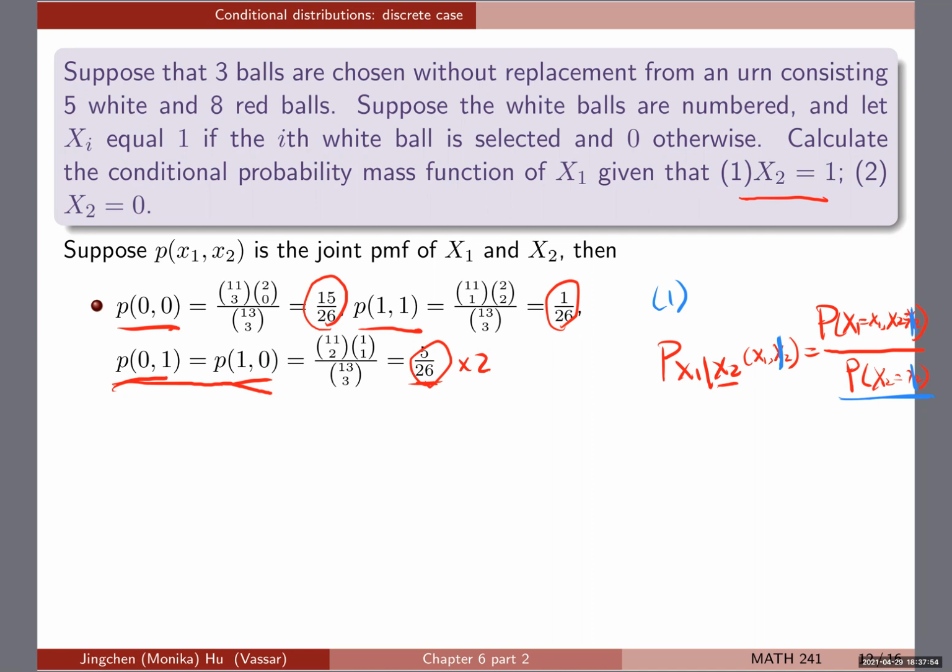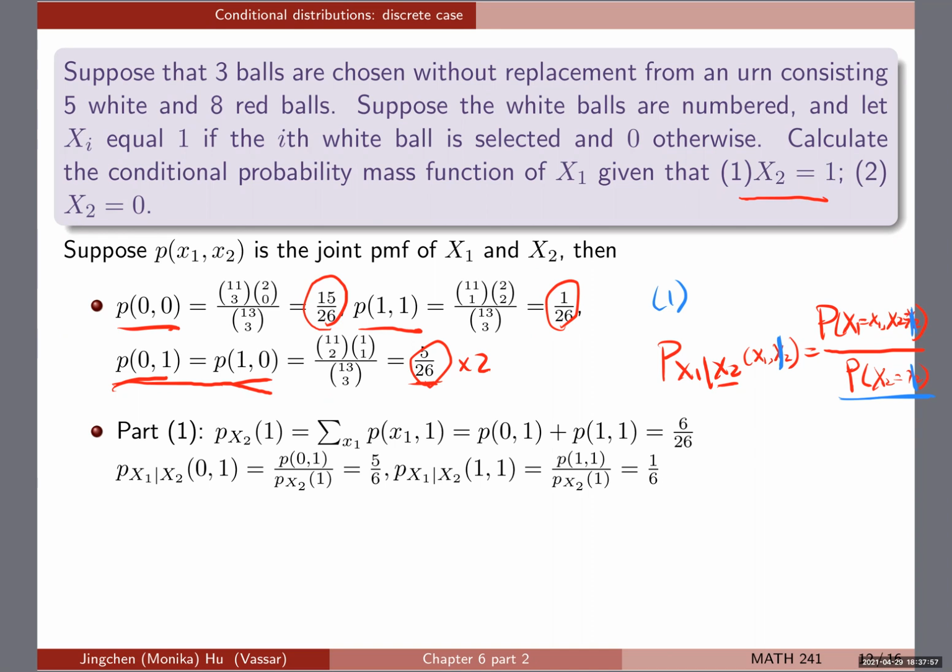To get us started, let's look at how we can do part 1 first. We first need to get the marginal probability when x2 equals 1. That is equivalent to summing over all of the possible values of x1 when x2 equals 1. This goes back to part 1 of chapter 2 or chapter 6. That means we need to sum up p01 and p11 because in both cases you have x2 equals 1. Going back to the calculations we did, the sum is 6/26.